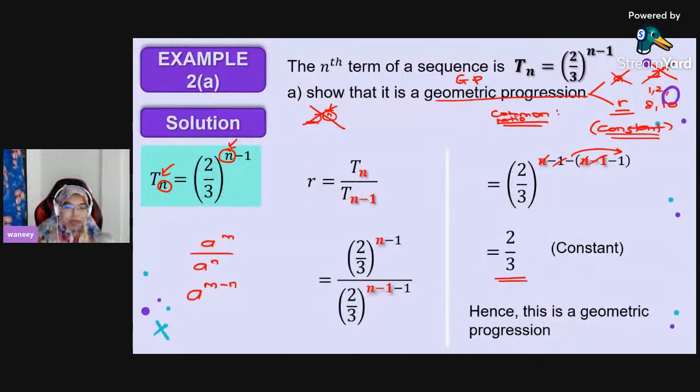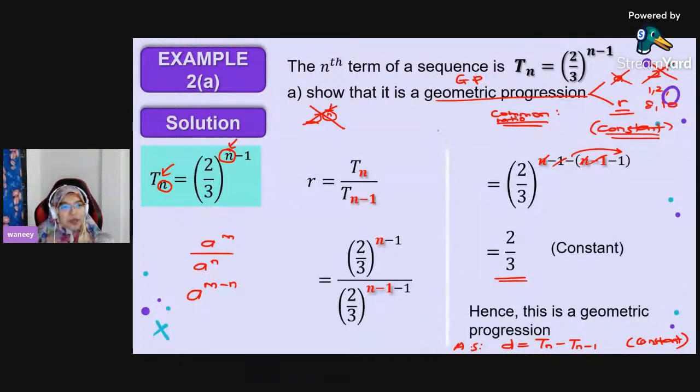Kalau contohlah untuk arithmetic, for example, for arithmetic, you got to use the d, where d is Tn minus Tn minus 1. So yang ini pun kena dapat constant jugalah sepatutnya. If you want to prove you have an arithmetic sequence, then you should start from the common difference, which is Tn minus Tn minus 1. Prove that you are definitely going to get some constant. So that is how you're going to show you have an arithmetic sequence. For geometric sequence, we are going to prove from the common ratio. Okay, so now I have already proven that this is a geometric progression.